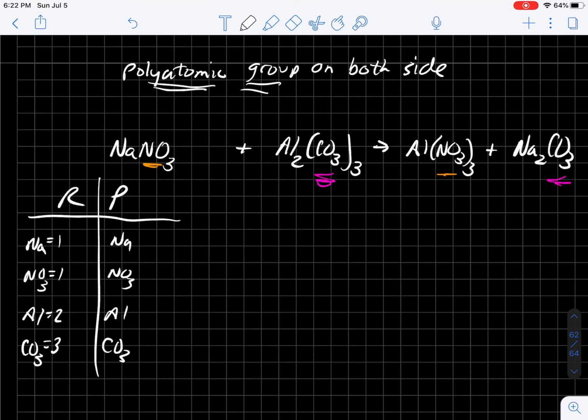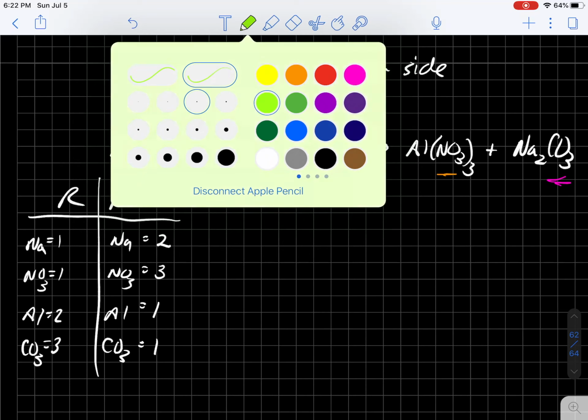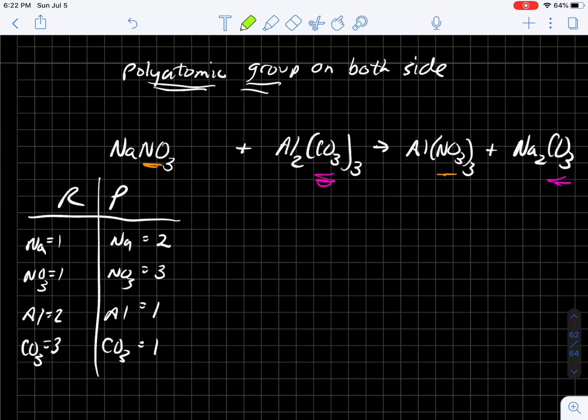Alright, so we have 1 sodium, 1 nitrate, 2 aluminums, and 3 carbonates on the reactant side. We have 1 aluminum, 3 nitrates, 2 sodiums, and 1 carbonate on the product side. So I'm going to go ahead and I'm going to start with the carbonate. Could have started with the nitrate, but I know from doing this type of problem that the carbonate's actually going to be easier. So I'm going to take the carbonate and multiply it by 3 on the product side, which means I'm putting a 3 out in front of sodium carbonate. That balances my carbonates, but gives me 6 sodiums.